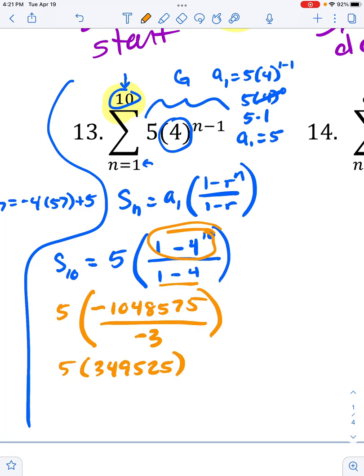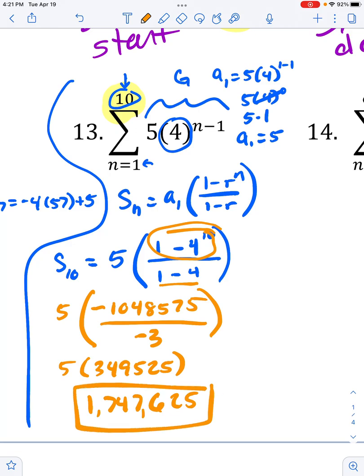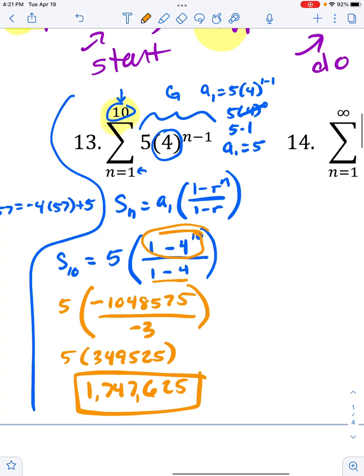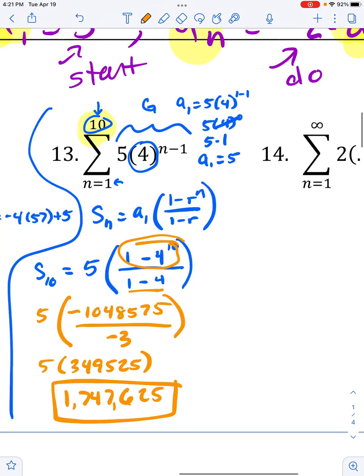And when I multiply that by the 5 that is waiting out front, I get this. And if you feel like, well, that's too big, that's probably wrong, you are adding up 10 terms. So it's not impossible, especially when you're doing 4 to the 10th power and then multiplying that by 5, it's entirely possible.